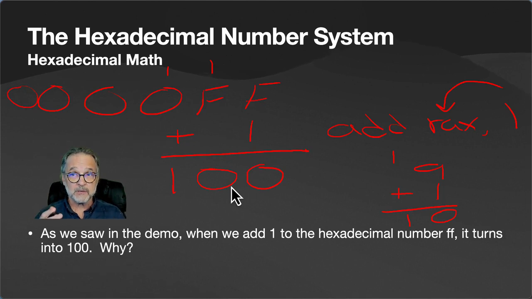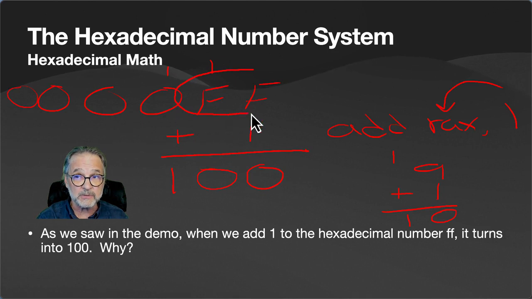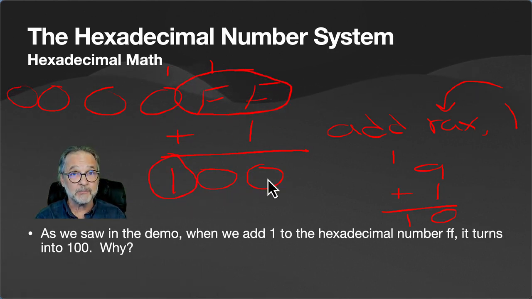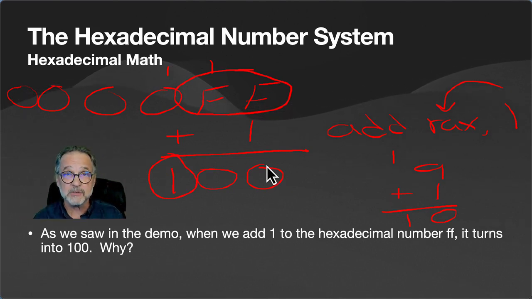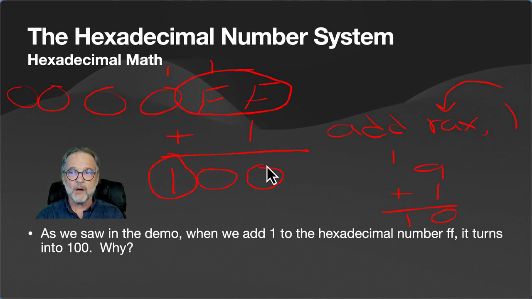Now, if the register RAX was much smaller, if the register could only carry 2 nibbles, then we would lose that 1, and the number would end up being 0, 0. But we'll talk more about that when we get into the registers video on assembly language.